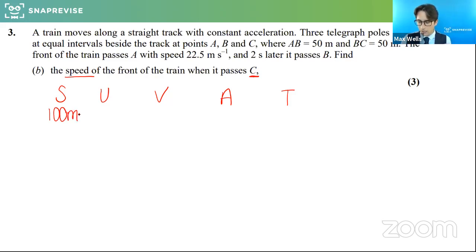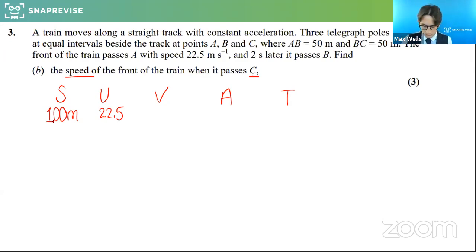And because we've set it up from A, we can still use that same initial speed, initial velocity, 22.5. So very well done if you spotted that S is 100, because that's the little bit that's maybe a little bit hidden in the question.